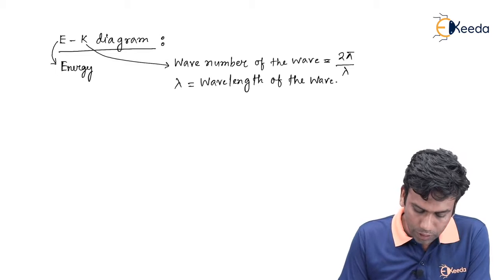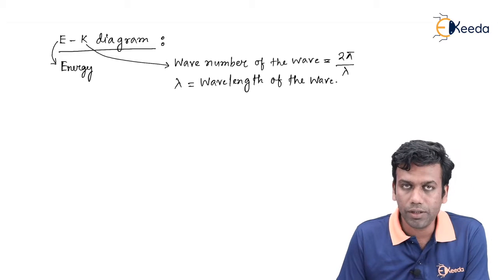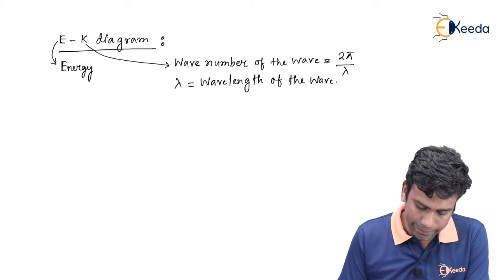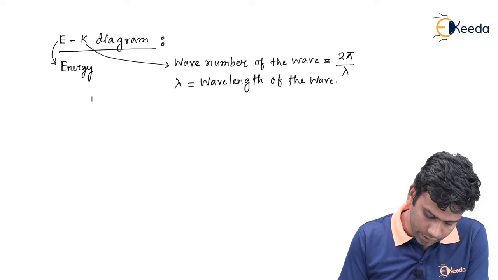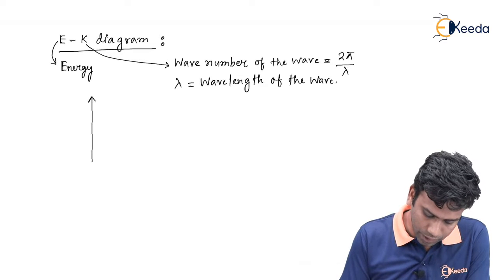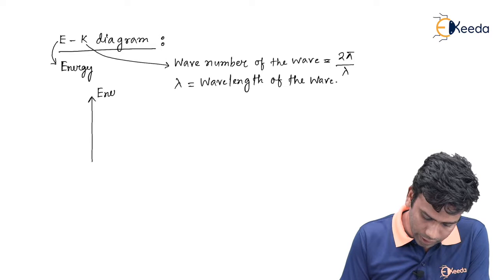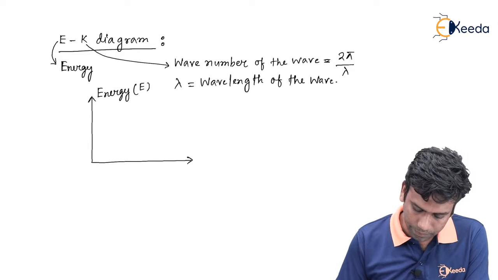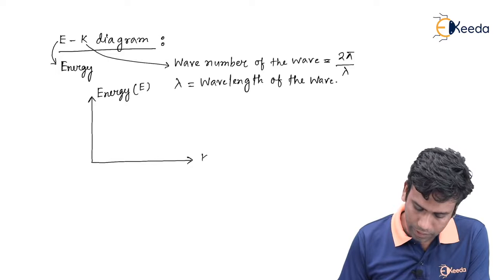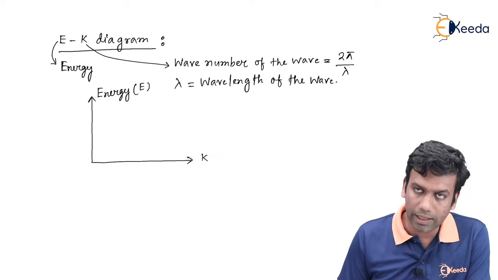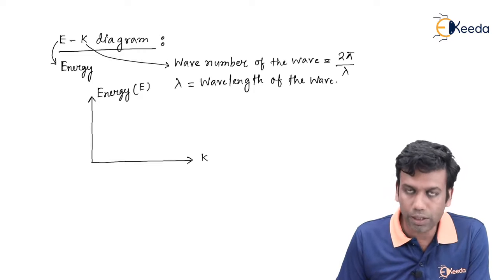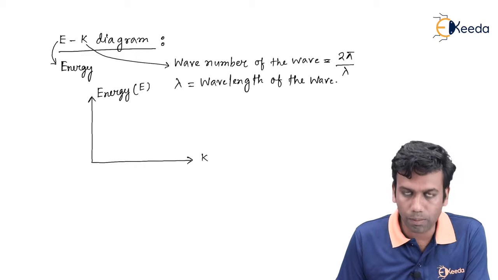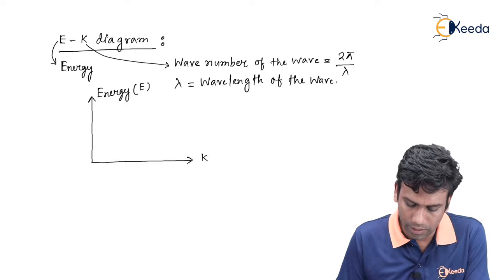Now we want to draw the energy versus wave number diagram for the semiconductor. That means in the y-axis we want to plot the energy, that is E, and in the x-axis we are plotting the wave number k. So for that, let us go into the bond diagram or bond model of the semiconductor.